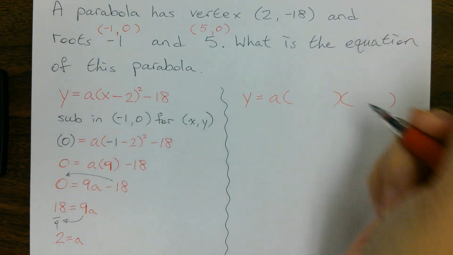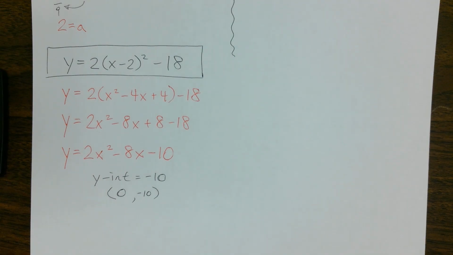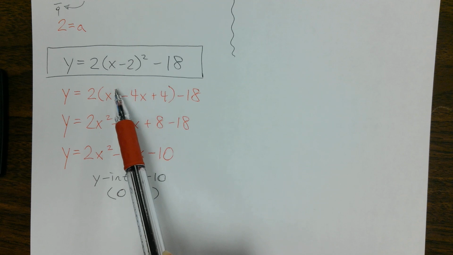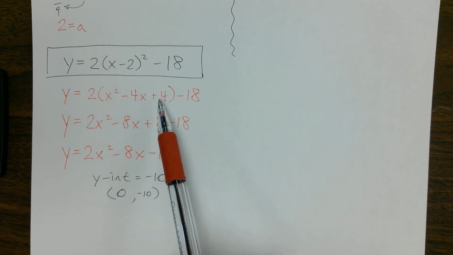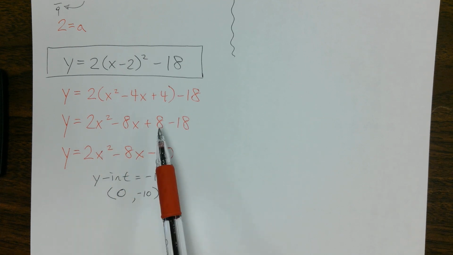Can you show the other answer again? Oh, sure. Okay, so this is standard form. So what I did was I expanded this out. This is x squared minus 4x plus 4. Distribute that 2 in by multiplying, and then simplify the last two terms.